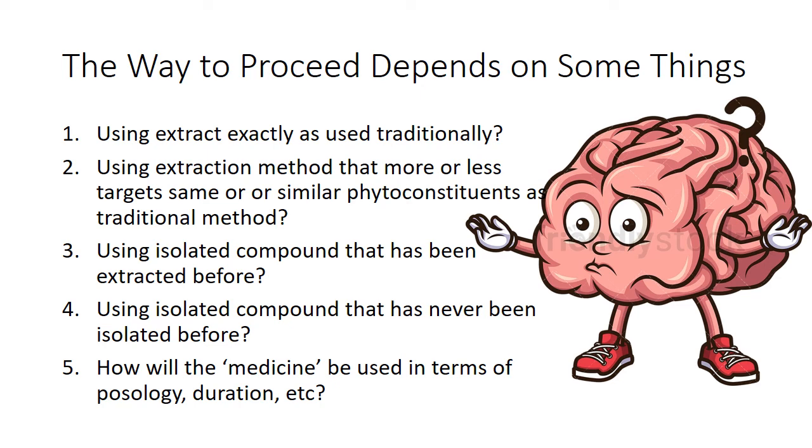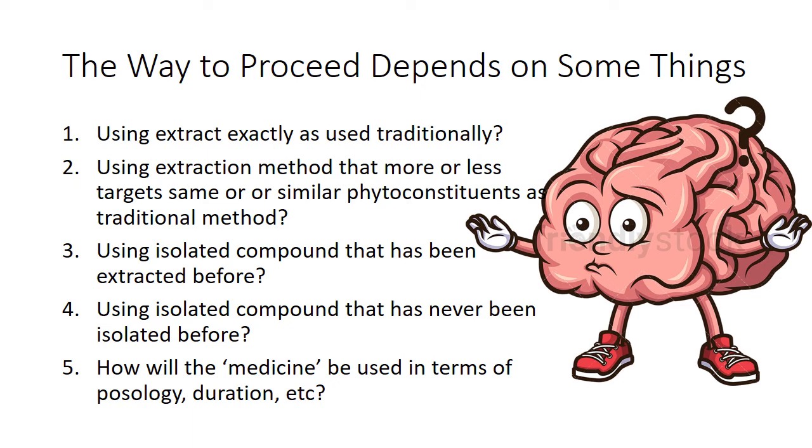And then if you're using an extraction method, you want to ask yourself, are you using an extraction method that more or less targets similar phytoconstituents? For example, if the local traditional healers use water to extract their compound, and you use a hydroethanolic extract, then perhaps the regulator can look at that a bit favorably and say, okay, more or less you're extracting the same type of compounds. You're targeting the same type of phytoconstituents.